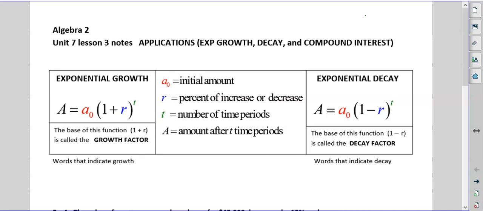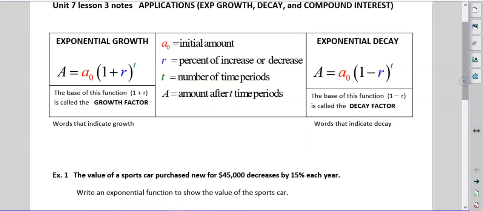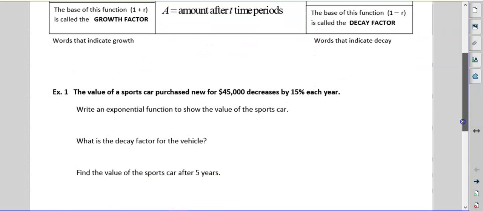All right, 7.3 is applications, real life use of growth, decay, and compound interest. So growth and decay, as you can see here, have very similar formulas. The only difference is one's plus and one's minus, which makes sense. Plus is growing, minus is decaying, decreasing. All the letters are there. You can read on your own. Just going to dive right into the problems.